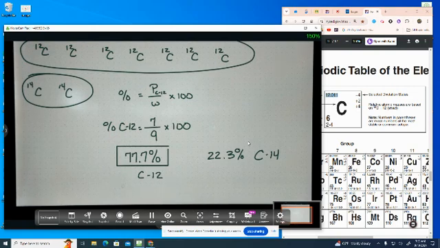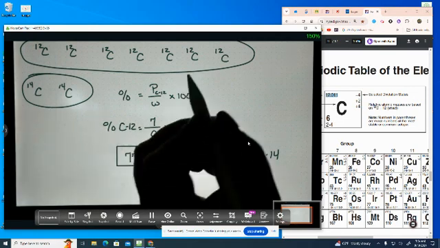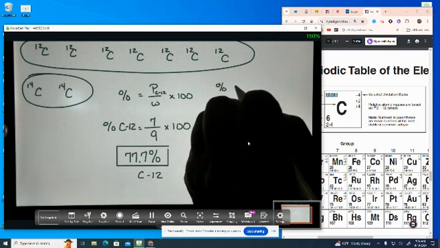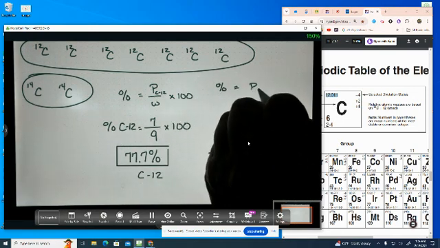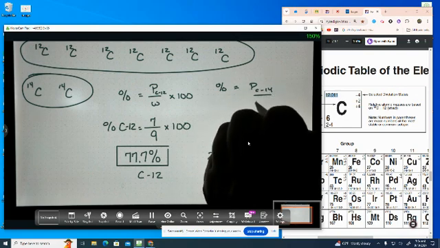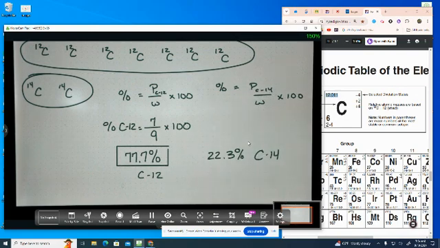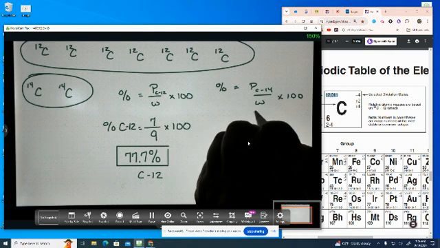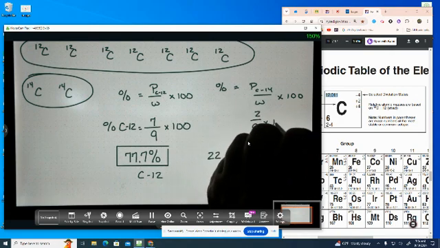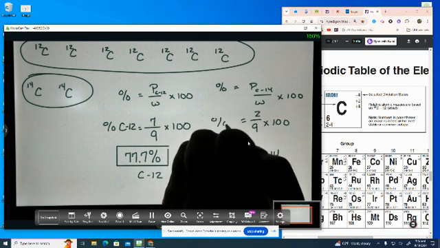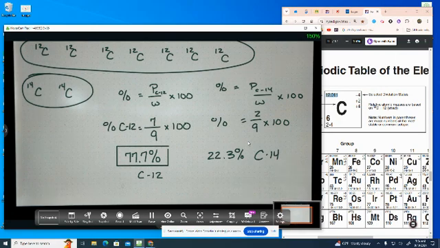Do you understand? Don't try to memorize the process. Understand what's going on. I just found the percent of my carbon-12s, and I found the percent of my carbon-14s. I could have taken my carbon-14s and done percent equals the part that was carbon-14 over the whole times 100. And I would have gotten 2 divided by 9 times 100. And that better be 22.3.